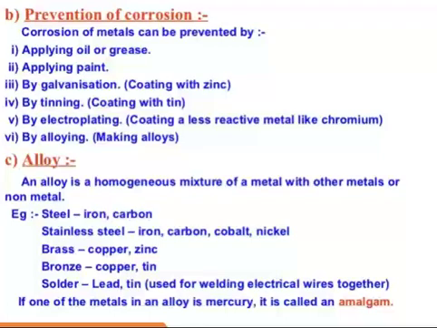An alloy is nothing but a homogeneous mixture of a metal with other metals, which means steel is an alloy of iron and carbon. Stainless steel is an alloy of iron, carbon, cobalt and nickel. Brass is an alloy of copper and zinc. Bronze is an alloy of copper and tin. Solder is an alloy of lead and tin. If one of the metals is mercury, the alloy is called an amalgam.